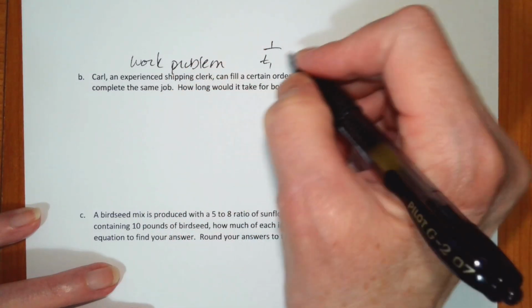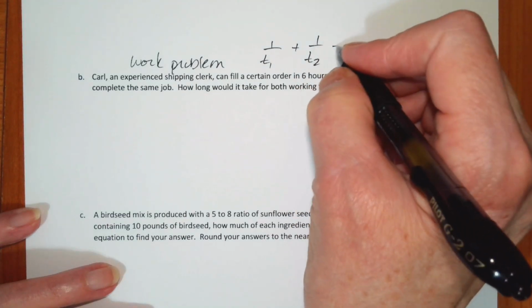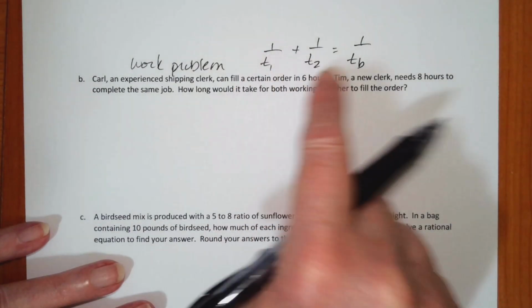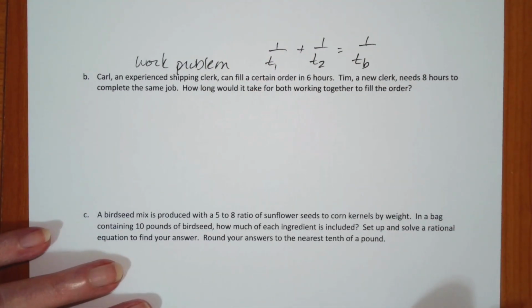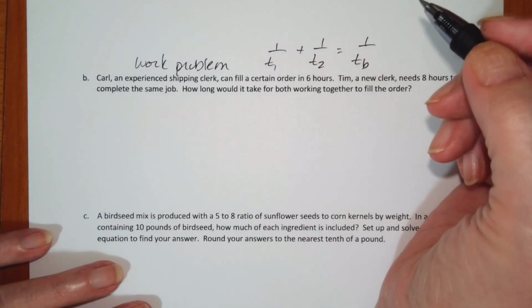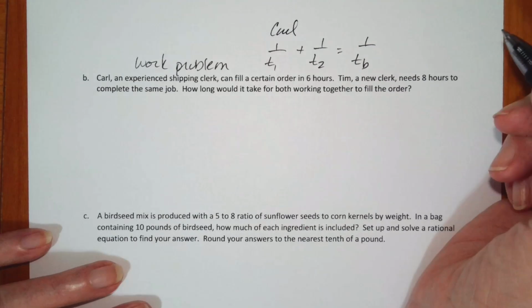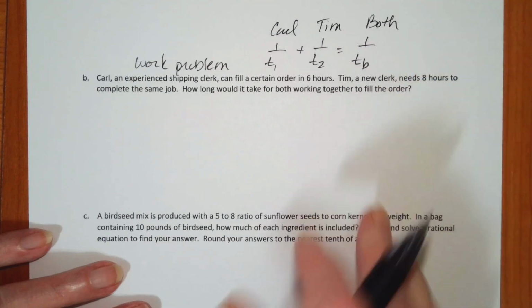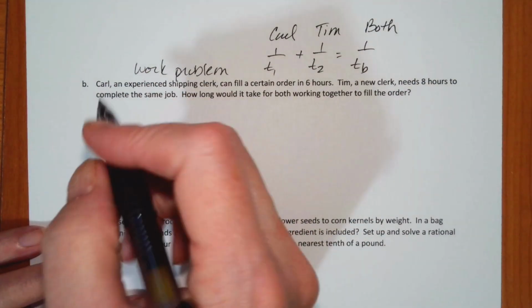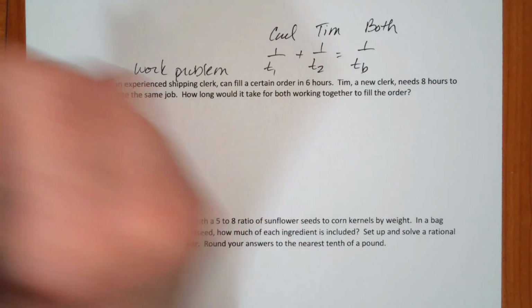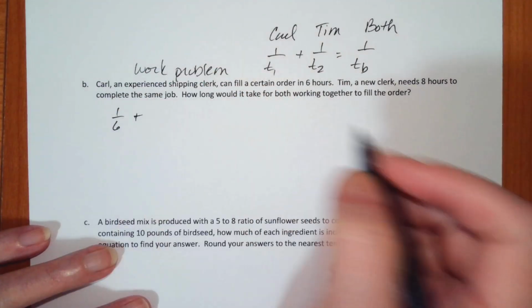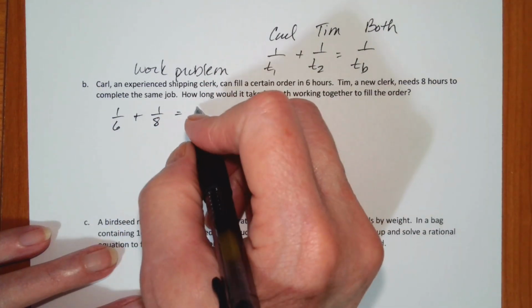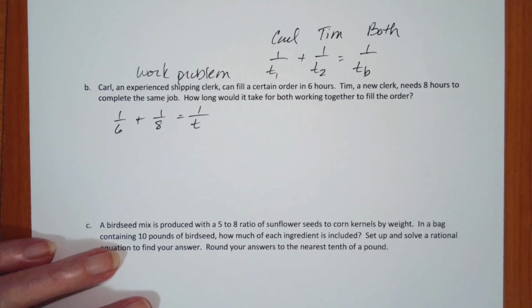So I have 1 over T1 plus 1 over T2 is equal to 1 over T for both. So I've got to know 2 out of the 3 and I solve for the third. We'll call this one Carl and this one Tim, and this is both. Carl takes 6 hours, so that gives me 1 over 6. Tim takes 8 hours. And that's what I want to know, how long it will take them working together.